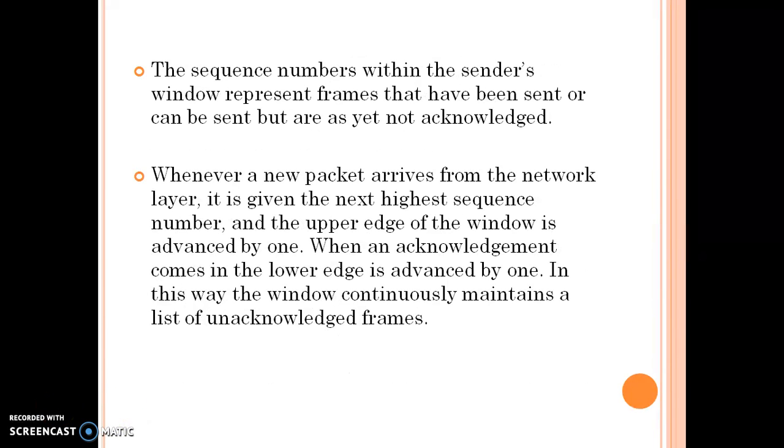The sequence numbers within the sender's window represent frames that have been sent or can be sent but are as yet not acknowledged. Whenever a new packet arrives from the network layer, it is given the next highest sequence number, and the upper edge of the window is advanced by 1. When an acknowledgement comes in, the lower edge is advanced by 1. In this way, the window continuously maintains a list of unacknowledged frames.